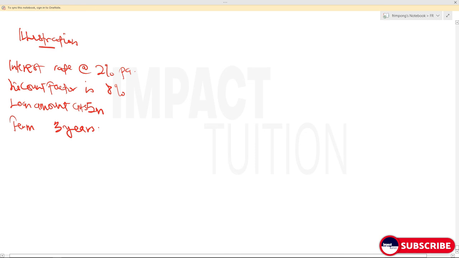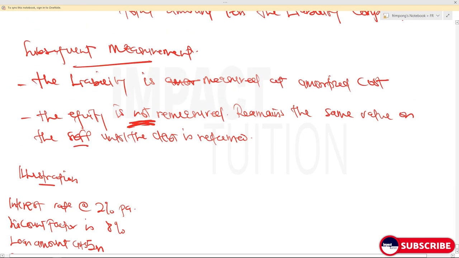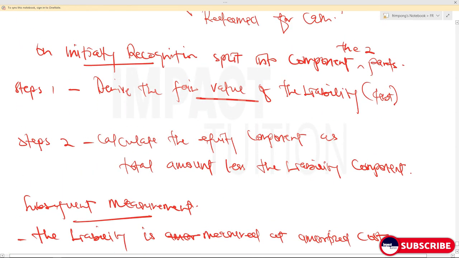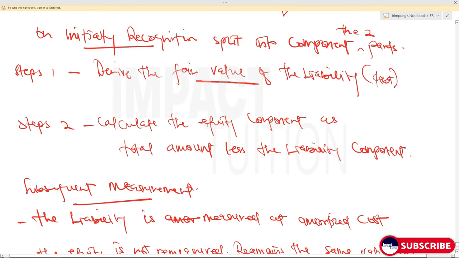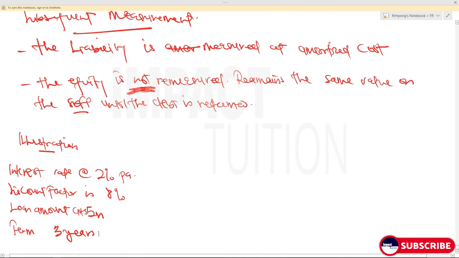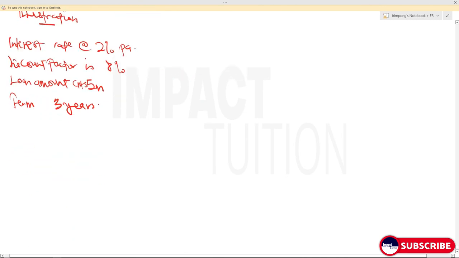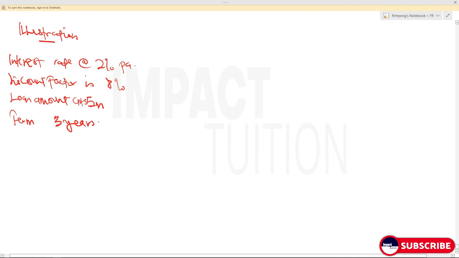So we are going to apply the steps to split this loan into the liability and equity components. Now, per our steps, step one says derive the fair value of the liability, which is done by discounting using the interest rate for an equivalent debt without the conversion option, which in our case is the 8%. Now, when we've had the liability component, we deduct that amount from the total amount, and that becomes our equity component. So we apply these steps to split into debt and equity components.